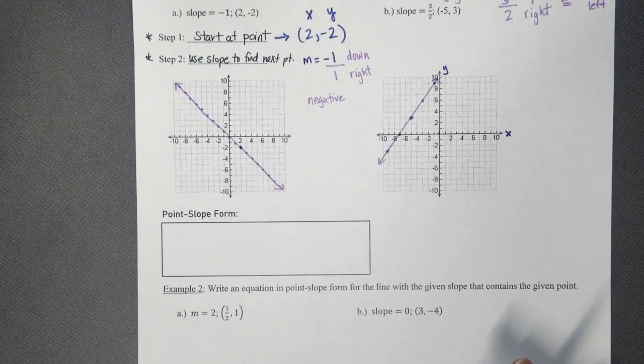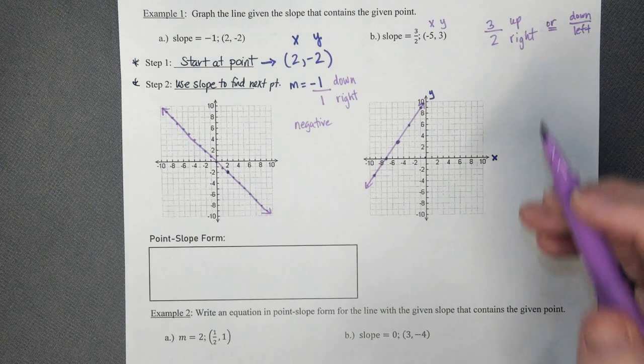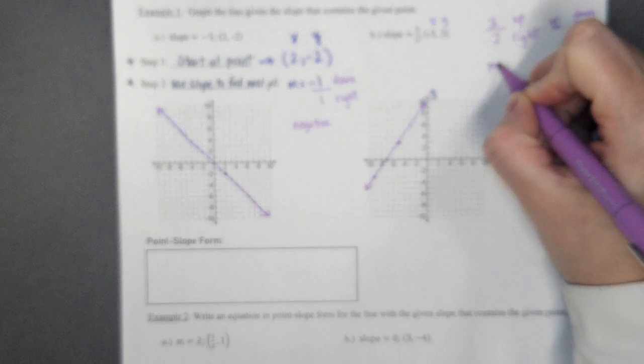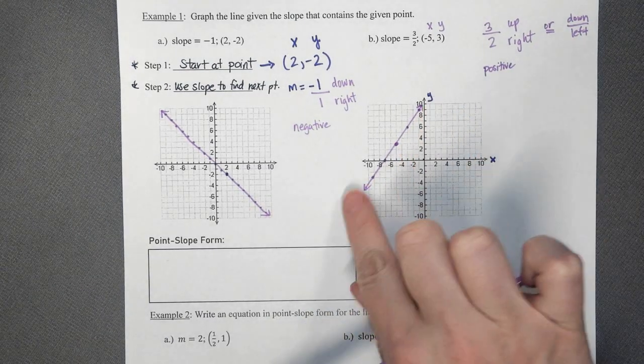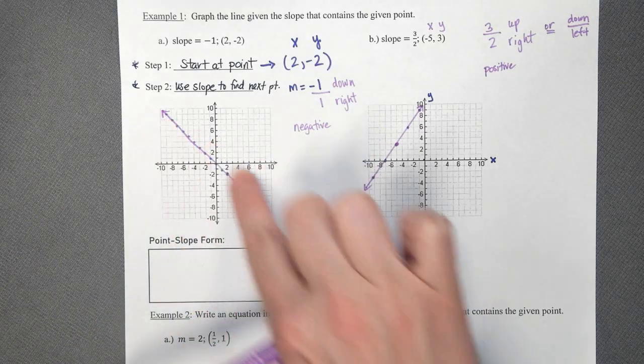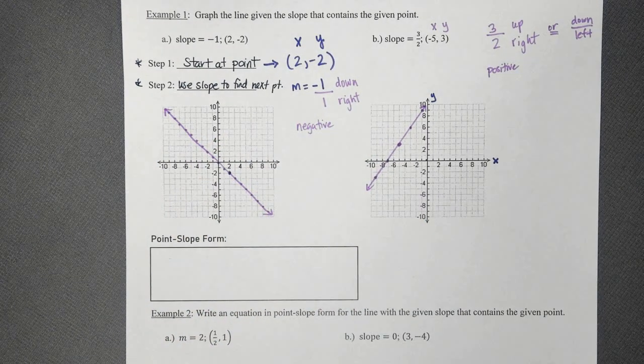Okay. And then again, if you see that your slope is positive, just make sure that from left to right, it's going to be going up. Here from left to right, it's going to be going down. Okay?